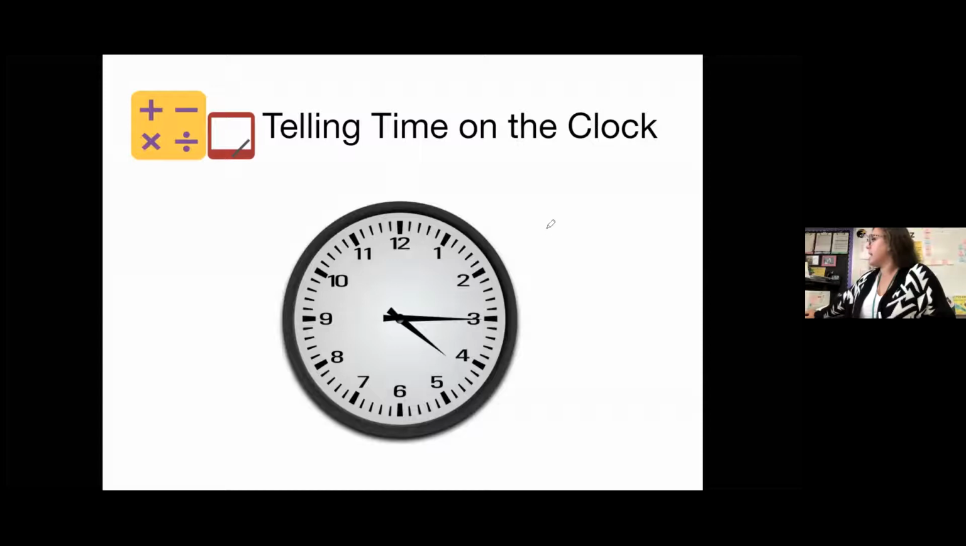If you need more time, pause the video. This time is 4:15. I know this because the hour hand, the little hand, is between the 4 and the 5. So I always say the smaller number, 4. Then the long hand is where I count by 5, starting at 1, 5, 10, 15. So it's 4:15.